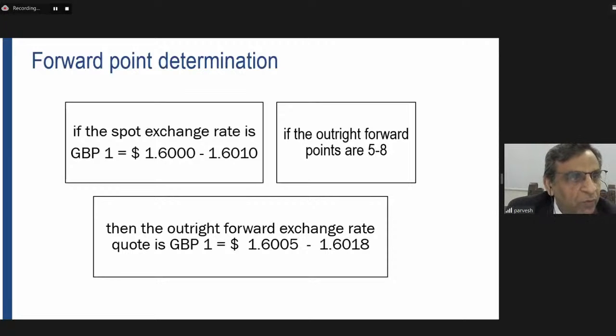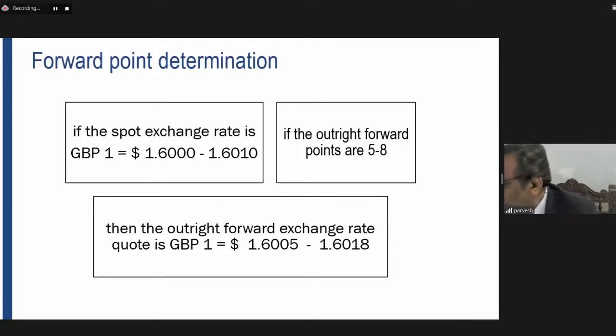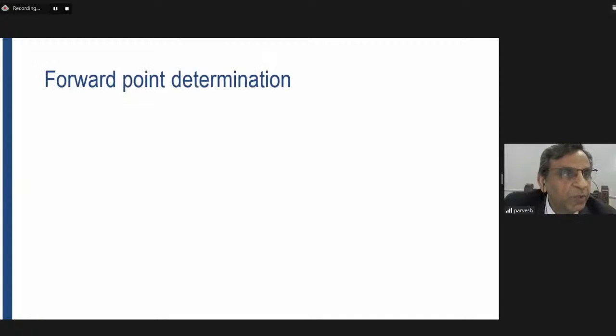So we are simply adding those bits, 5 and 8, to the last 4 decimal places and arriving at the forward rate. So the forward rate: 1.6000 is the spot rate. We add 5 to it, so we get 1.6005 and 1.6010, which is the spot rate. We add the 8 points to it, so we get the forward rate for pound in terms of dollars. So that is pretty simple.